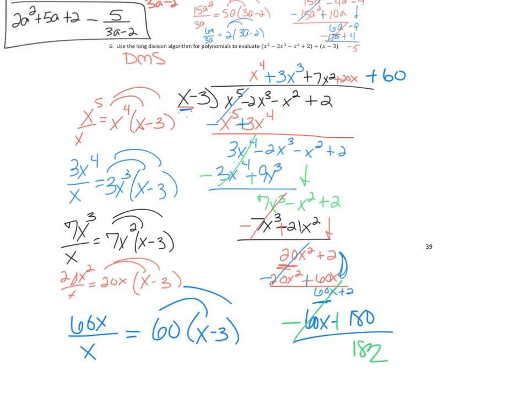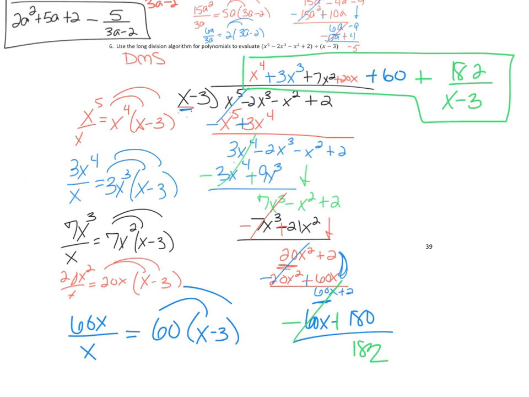So the proper way to write this would be your whole quotient and add on 182 divided by the divisor. So this is your answer right here. Because basically what would happen is that since it's not a perfect factor, if you multiplied this by this and you just added the 182 in, you'd end up getting your polynomial here.